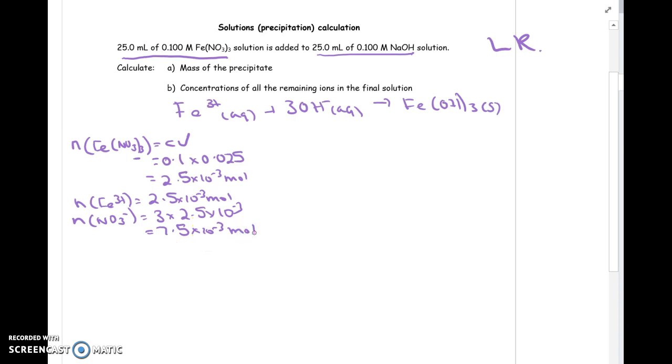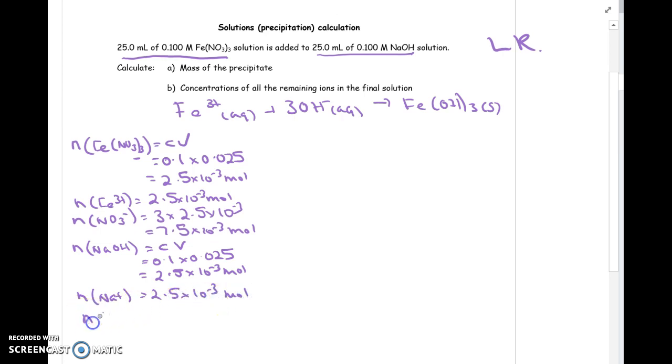I'm also going to find the number of moles of sodium hydroxide, which is equal to CV. Our concentration is 0.1 times the volume of 0.025, and this comes out to 2.5 by 10 to the negative 3 moles. And if you look at this, it's all 1 to 1, so the number of moles of sodium ions will be the same, and the number of moles of hydroxide ions will be the same. So now I'm ready to go.